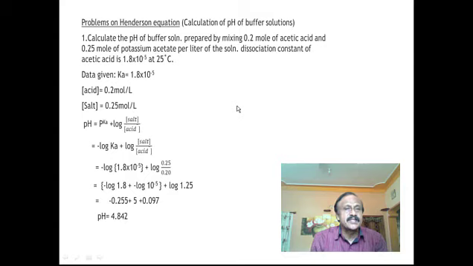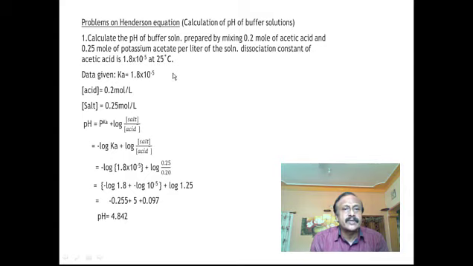Henderson's equation is used in calculating the pH of a buffer solution when the concentrations of the acid or the weak base that is used and the concentration of the salt are given. Now here we have an example for that. Calculate the pH of a buffer solution prepared by mixing 0.2 mole of acetic acid and 0.25 mole of potassium acetate per liter of the solution. Given the dissociation constant of acetic acid is 1.8 into 10 to the power of minus 5 at 25 degrees Celsius.